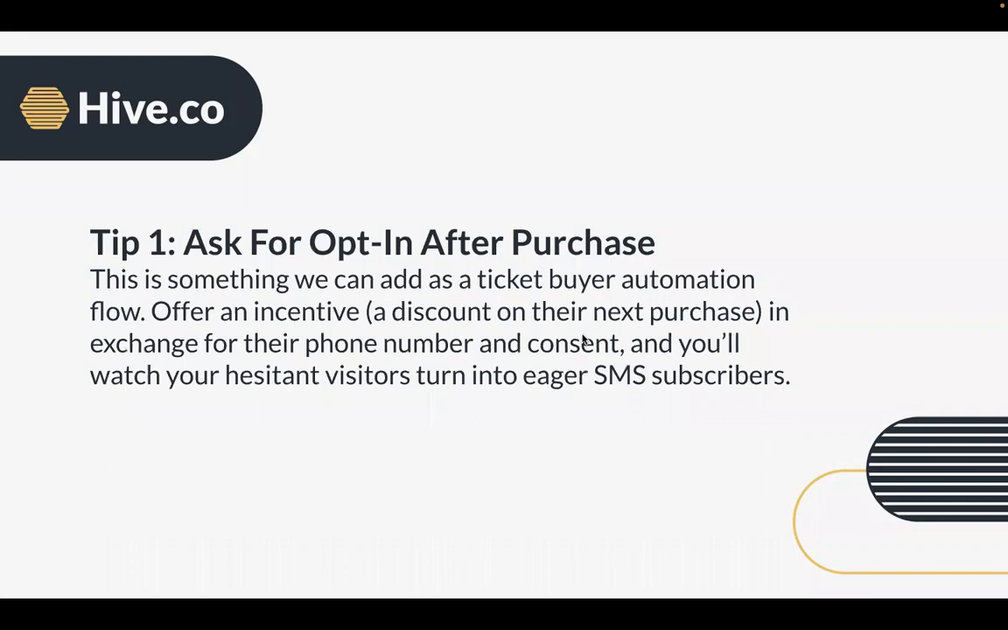So let's talk about how we can build out an SMS list. Tip number 1, and this is kind of a callback to what we were talking about in the last agenda item, is ask for opt-in after purchase. So when someone buys a ticket, we can set up a ticket buyer automation that will then ask them to join the SMS list, and adding some kind of incentives, letting them know that it's exclusive, that there's promos that come with SMS, day of the event exclusives that we're going to send. Stuff like that can really help drive people to join SMS lists.